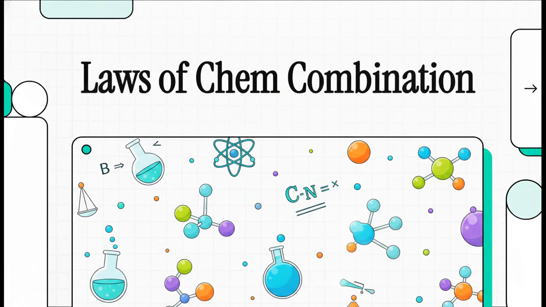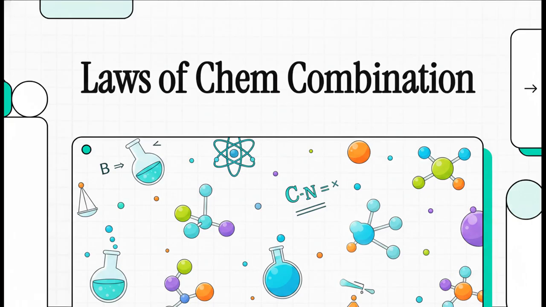Before we can even think about conquering complex equations or balancing massive reactions, we absolutely have to understand the basic rules of the game. Just like physics has Newton's laws, physical chemistry rests entirely on 5 foundational pillars. We call these the laws of chemical combination. These laws literally govern every single chemical reaction you're going to study in class 11 and 12.